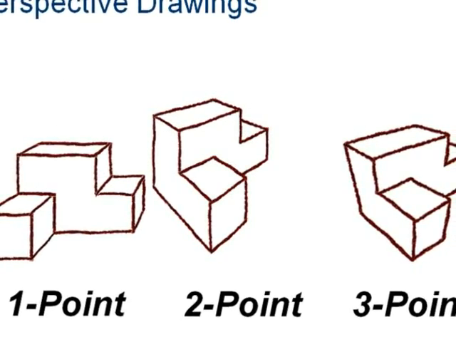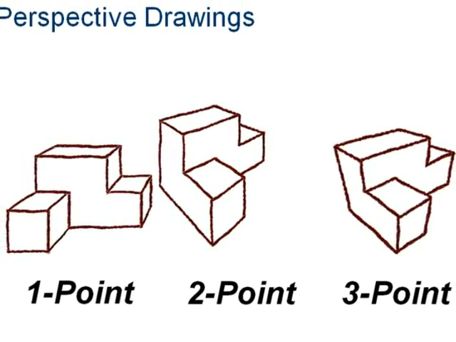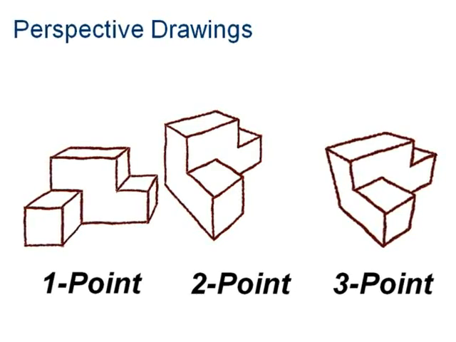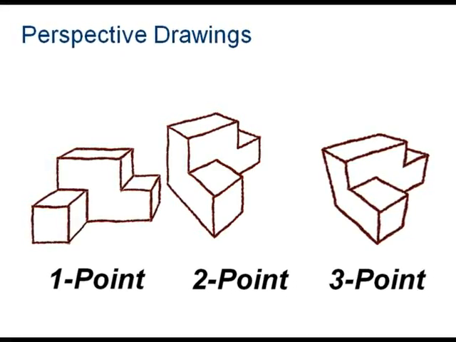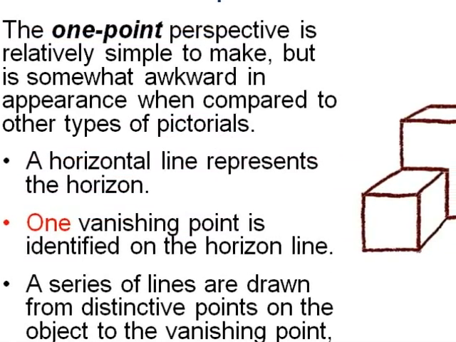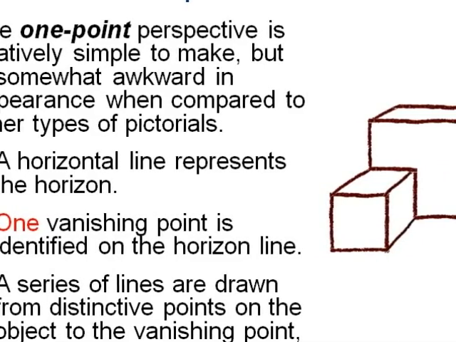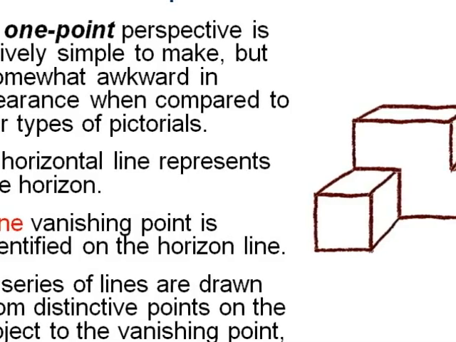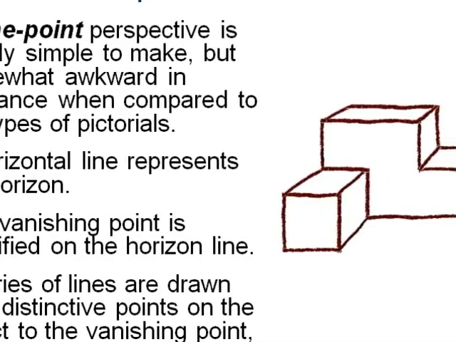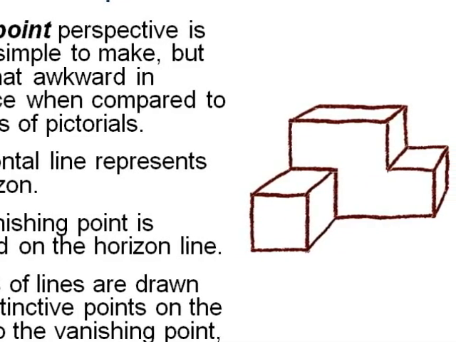This is an example of perspective drawings. There are three different perspective representations: 1 point, 2 point, and 3 point. The number refers to the number of vanishing points used in the construction of the drawing. This is a 1 point perspective drawing. The 1 point perspective is relatively simple to make, but is somewhat awkward in appearance when compared to other types of pictorials. A series of lines are drawn from distinctive points on the object to the vanishing point, outlining the object being constructed.